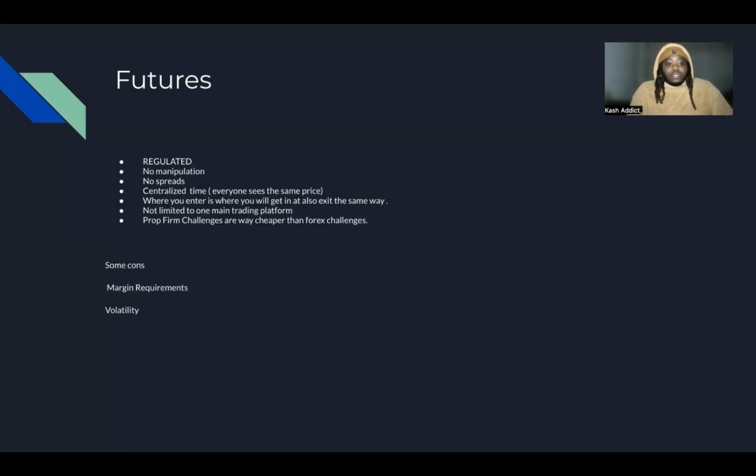Let's talk about futures. In futures, it's automatically regulated. So no manipulation, no spreads, centralized time. So everybody sees the same price.